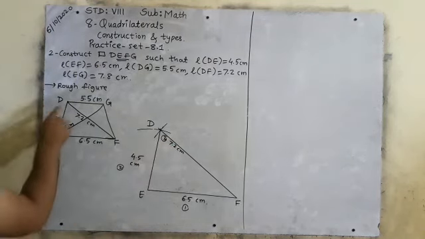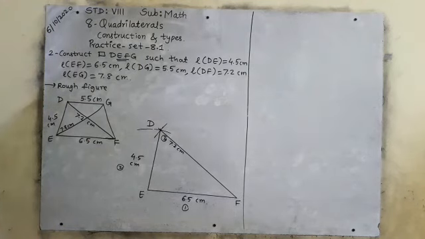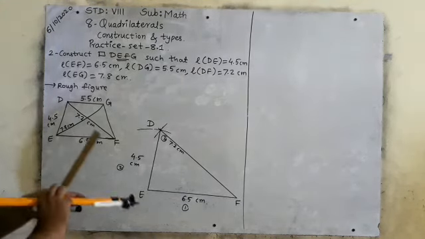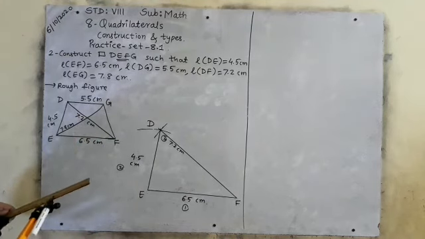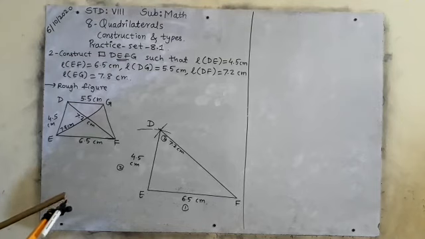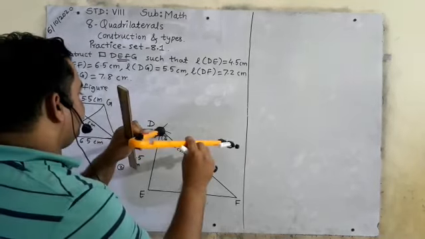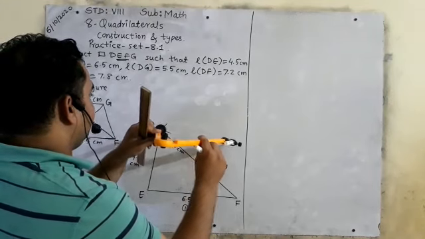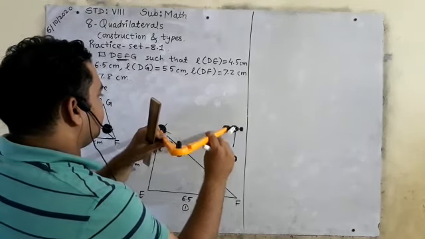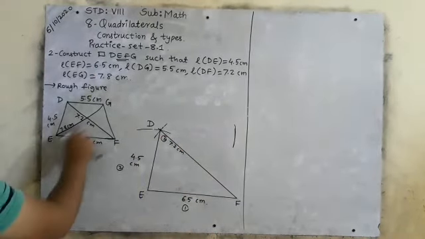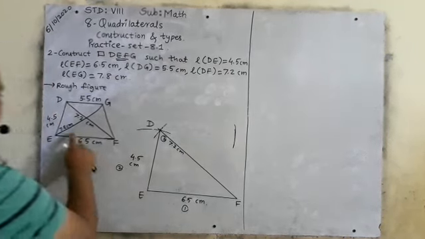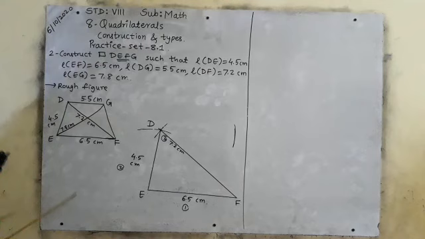Then what will I take? I will take DG 5.5 from D. Okay, I will take 5.5 here. Then I will take EG, E to G, that is 7.8.